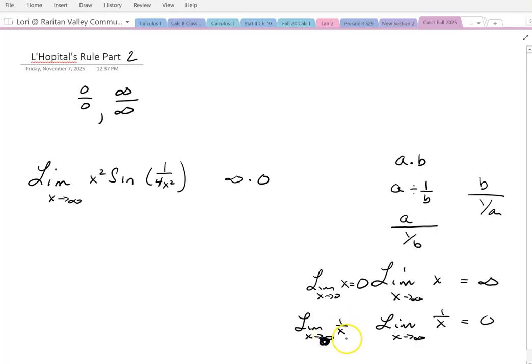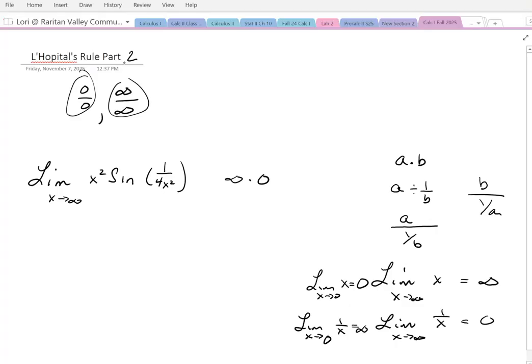one over x as x approaches 0, when you divide 1 by a number, sorry, I accidentally wrote infinity there, it needs to be 0. As x approaches 0, this actually goes to infinity. So this idea is if you have a product, one's going to infinity, one's going to 0, and you multiply by the reciprocal of one of them, you will then get either 0 over 0 or infinity over infinity, and then you can apply L'Hopital's rule.